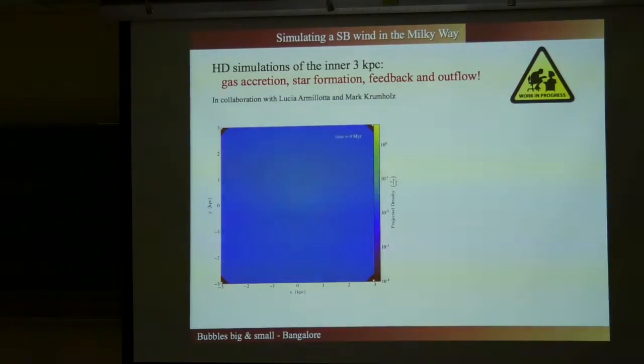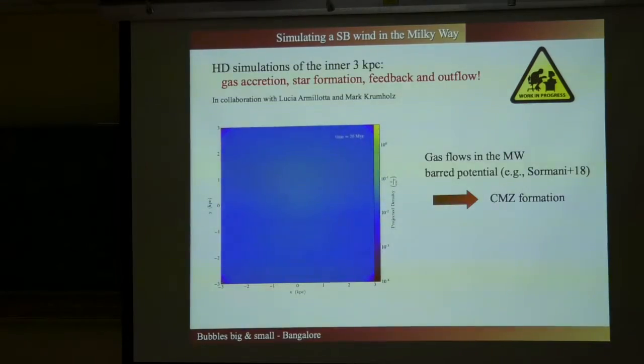This is a low-resolution test simulation. The particle mass is something like 1,000 solar masses, while we will be running simulations at 10 solar masses. Anyway, we just put gas in the potential of the Milky Way, and as you can see, quickly the gas starts to move along these dust lanes and inflow towards the center and forms this nice, beautiful, dense ring of gas, and this is basically the central molecular zone.